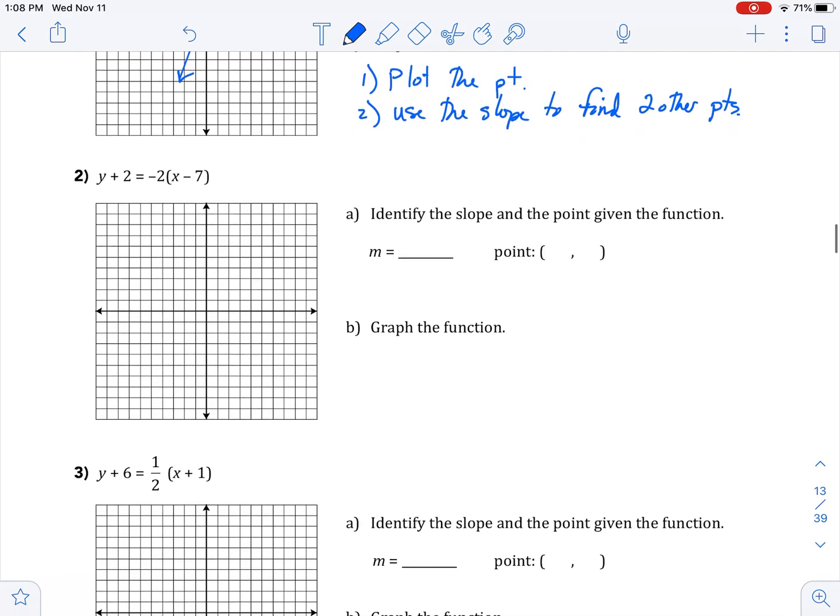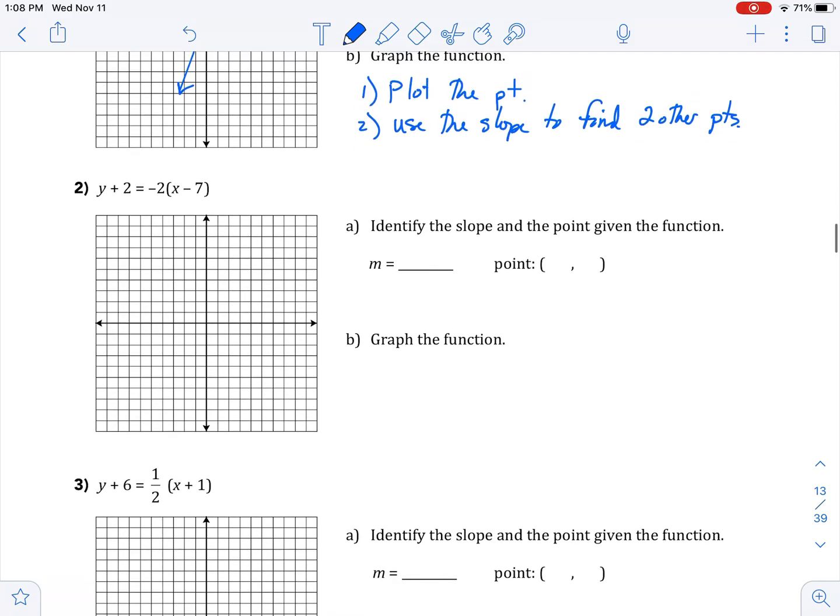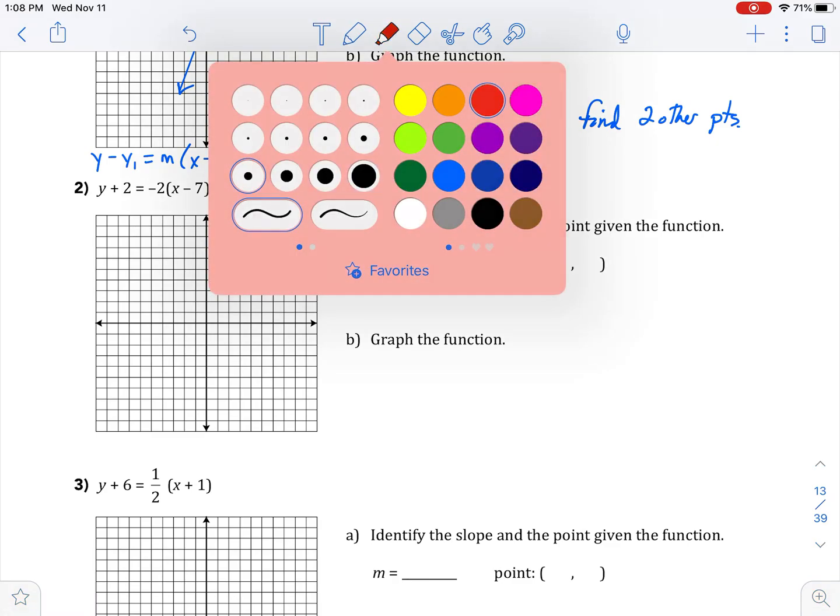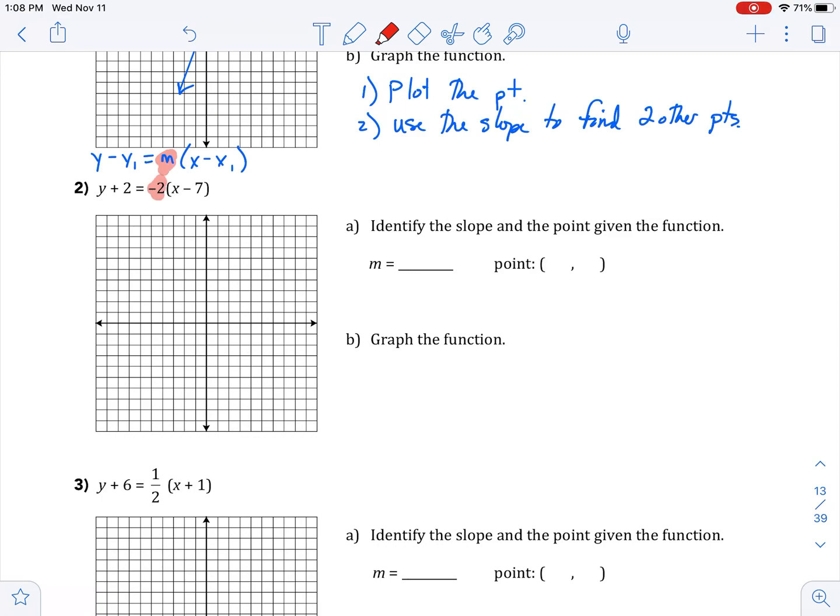I'm going to slide down here to example number 2. And we're going to write y minus the y coordinate equals m times x minus the x coordinate. First off, we are going to identify the slope. The slope is the multiplier in the front, which in this problem here is negative 2. If we want to write it as a ratio, it is negative 2 divided by 1. Or we could write that as 2 divided by negative 1.